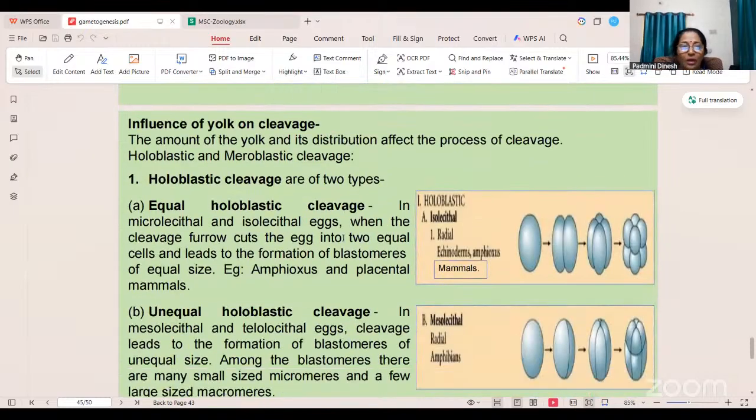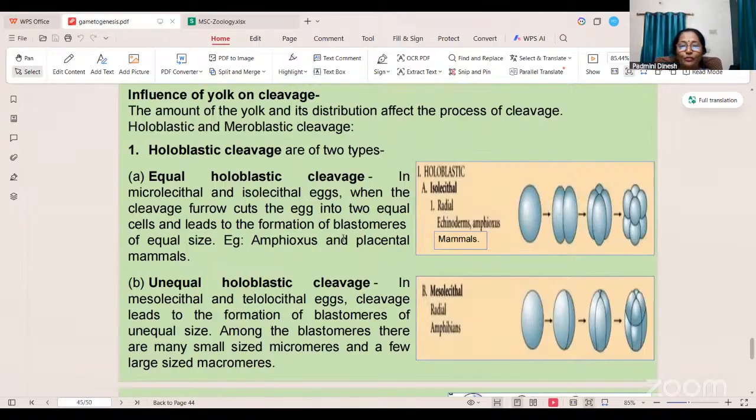Now, coming to the influence of yolk on the cleavage, the amount of yolk and its distribution will affect the process of cleavage.